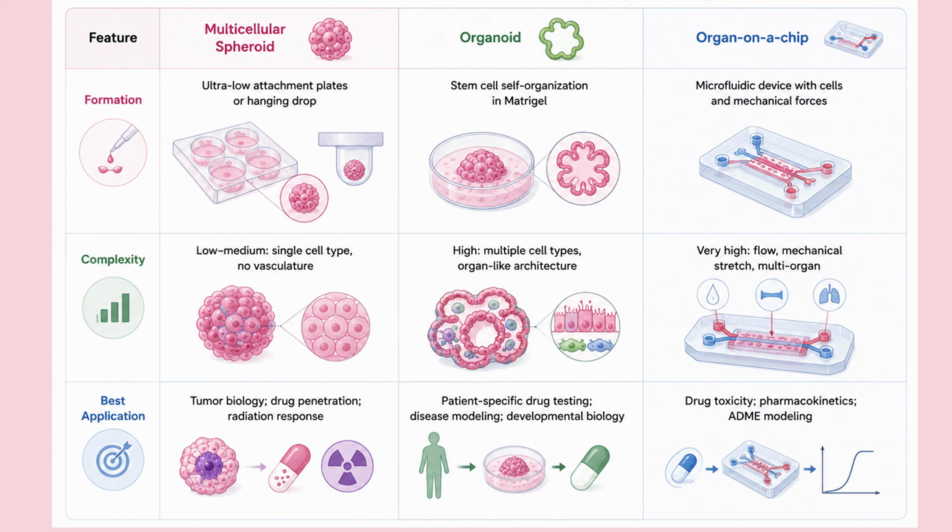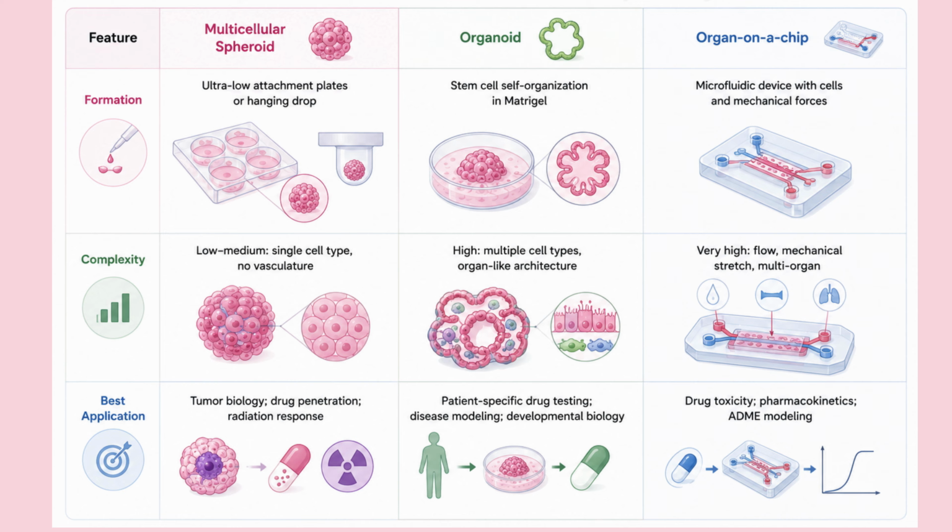The next level is organoids. These are created when stem cells self-organize within Matrigel to form miniature organ-like structures. Because they contain multiple cell types and closely resemble real tissues, organoids are ideal for disease modeling, patient-specific drug testing, and developmental biology. The most advanced model is the organ on a chip. These microfluidic devices combine living cells with controlled fluid flow and mechanical forces, closely mimicking the physiological environment of human organs. They are extensively used for drug toxicity testing, pharmacokinetics, and ADME studies.